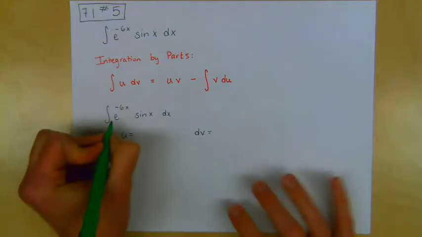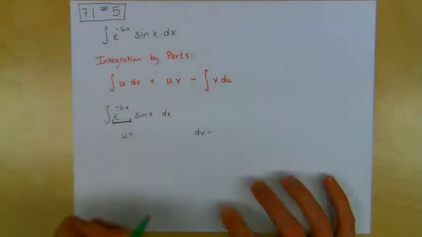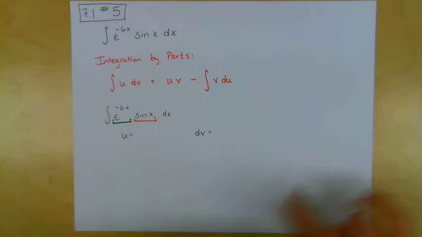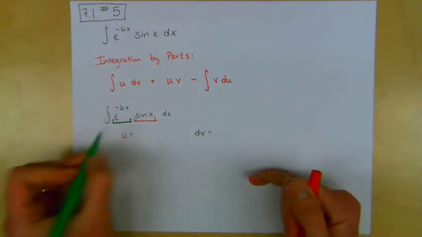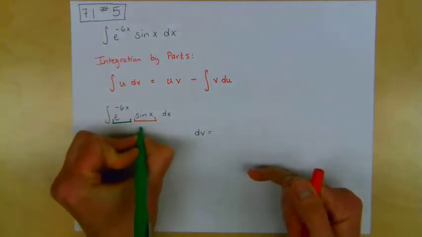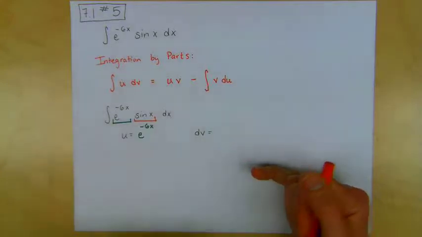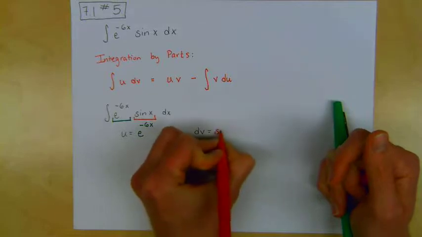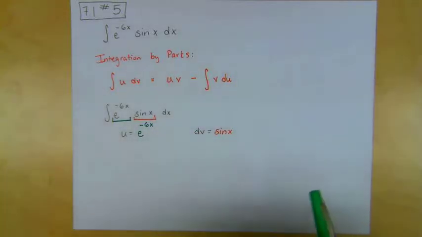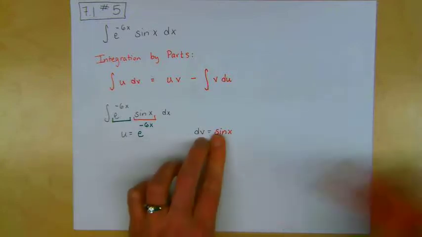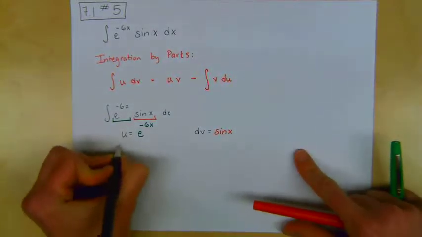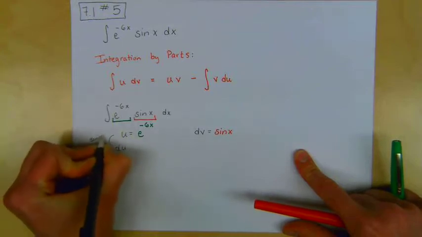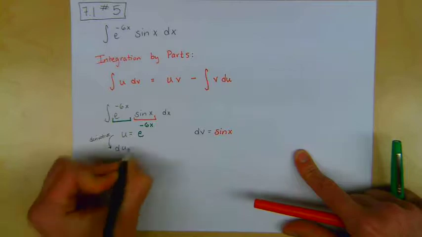Maybe this is the opposite of what I did in the video, but I think it's helpful because it shows you the flexibility of this rule. I'm going to let u be equal to the piece e to the negative 6x, and I'm going to let dv be equal to the other piece, which is the sine of x. So I picked out u and I picked out dv. On this side I'm going to take the derivative, because the derivative of u gives me my du.